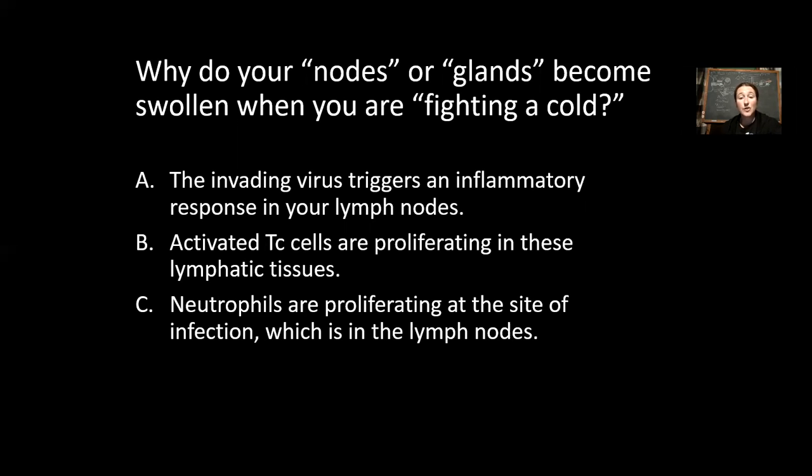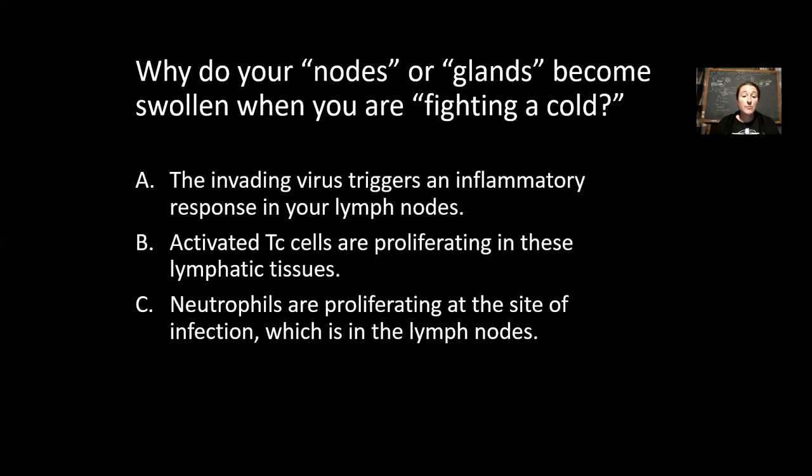Activated cytotoxic T cells are proliferating in these lymphatic tissues, and yes, that is in fact the right answer. The answer is B. And so anytime you get a lot of proliferation, your tissues kind of get puffy and swollen. Their tissues are stretching out to accommodate all those additional cytotoxic T cells. And really anytime you're growing or replacing tissue, undergoing lots and lots of mitosis, there will be a little bit of soreness there.